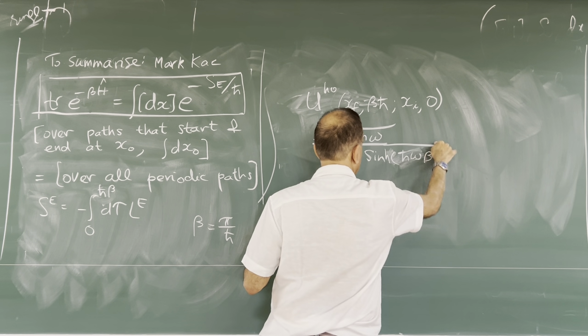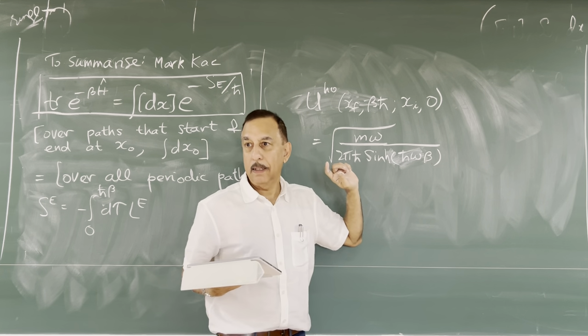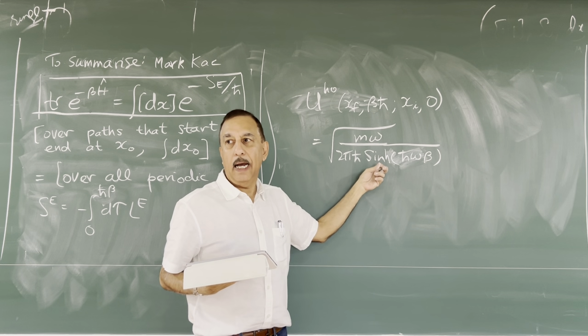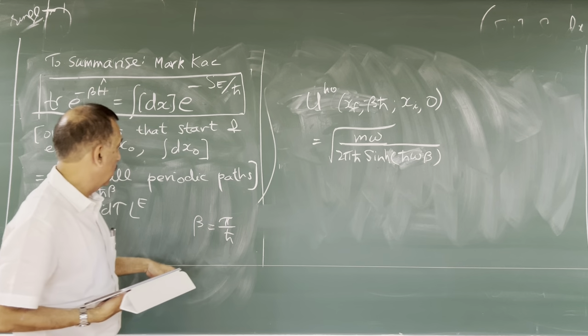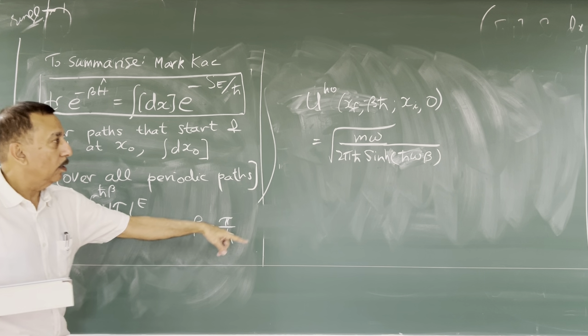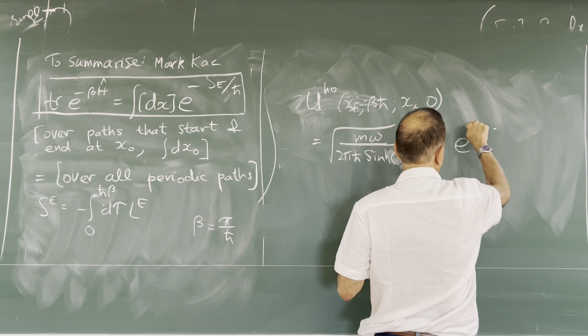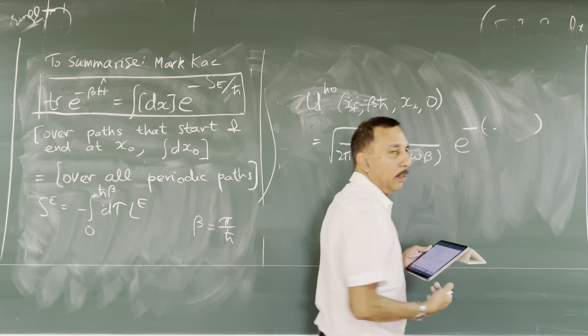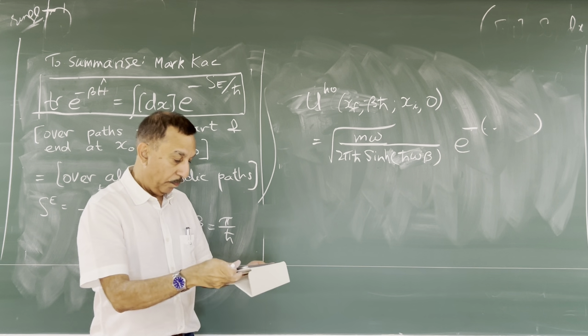What happened here? Sine omega t was replaced by minus i tau. The minus i made sine into sine hyperbolic, and tau is h bar beta from this equation. And so you get this, and then you get the exponential factor, which I won't write, but it has a minus sign in front. Earlier it was a phase, if you remember. Now it has a minus sign. All good. Okay.